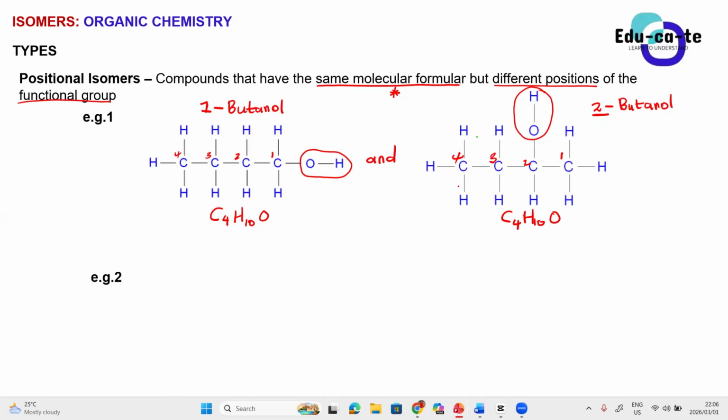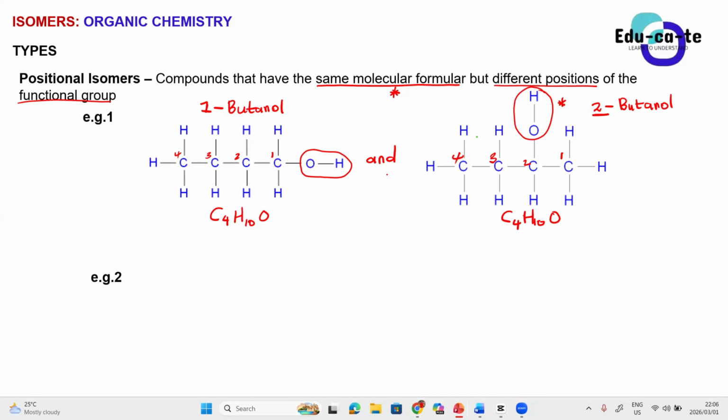Okay, that's their difference. Both of these are unbranched. Do you notice that both of them are unbranched alcohols? Do you realize that? Yes, they are both unbranched. There is nothing that has a side chain. This OH is not a side chain. It is a functional group. Never treat it as a side chain or a substituent. So both of these are unbranched.